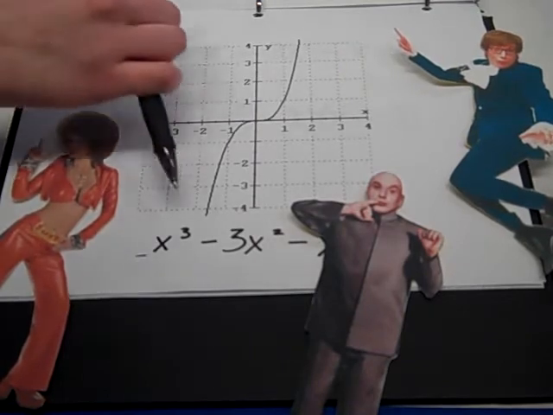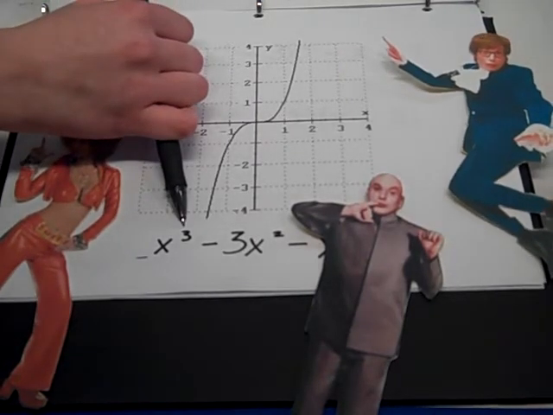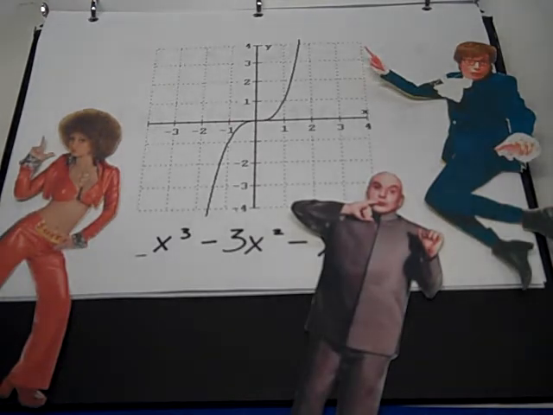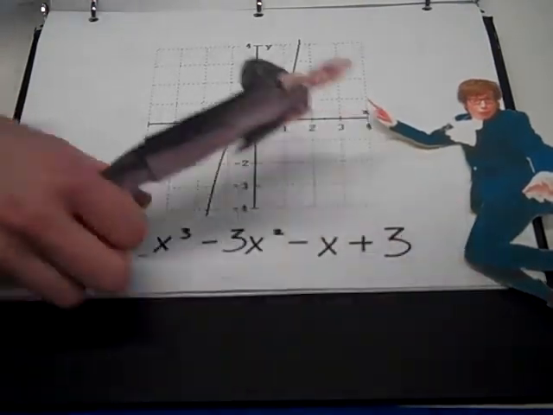Next, we look at the degree. Is it odd or even? Odd. Good. Because the degree is odd, we know that the left side of the graph falls downwards. If the degree was even, the left and the right sides of the graph would go upward. Right. Now that we know basically what our graph looks like, let's find the roots of our function.